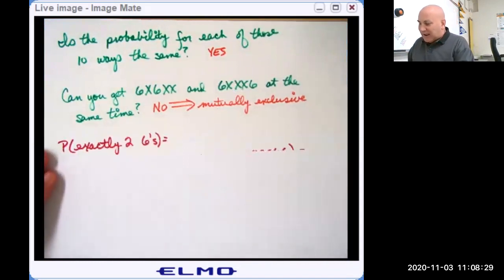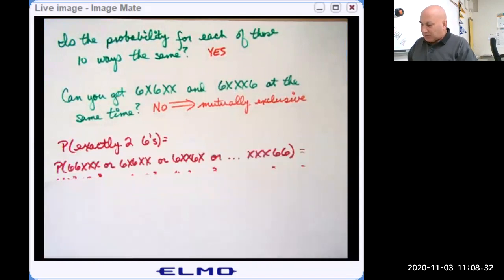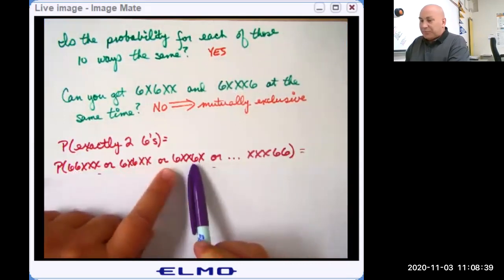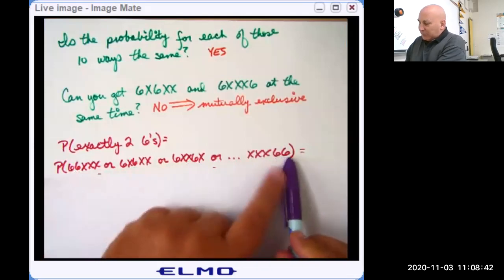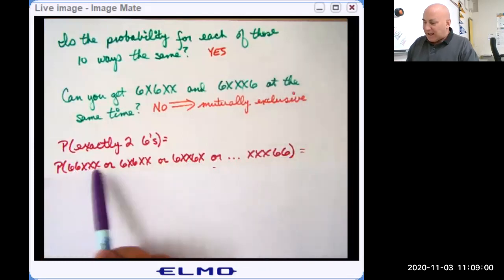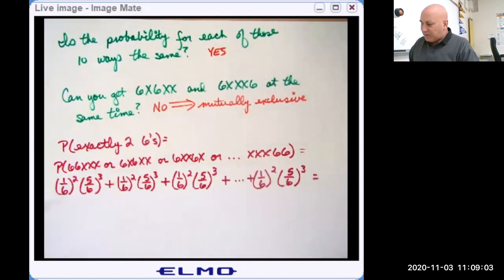The probability of getting exactly 2 sixes is, well, I could get my 2 sixes here, or here, or here, and I go all the way up to my last 2 dice being the 2 sixes. Now the probability of A or B, or both, is the probability of A plus the probability of B minus the overlap. But we just said there is no overlap because they're mutually exclusive. So we're going to add all these probabilities together. But they're all the same probability. How many of those are we going to add? We're going to add 5 choose 2 of them, which is 10.